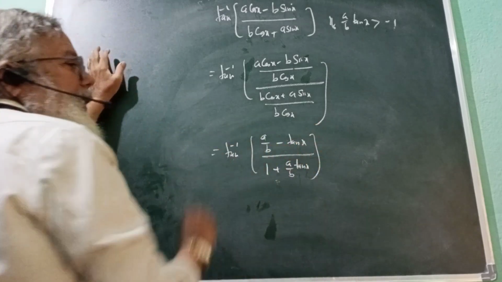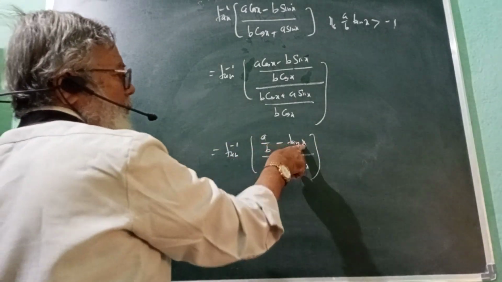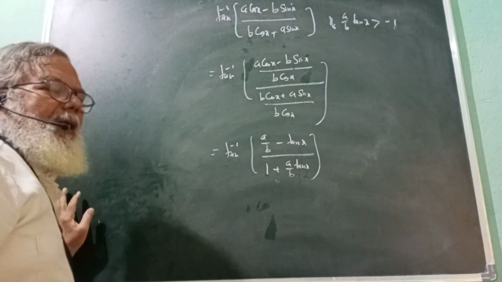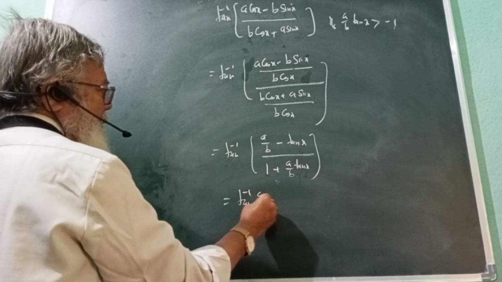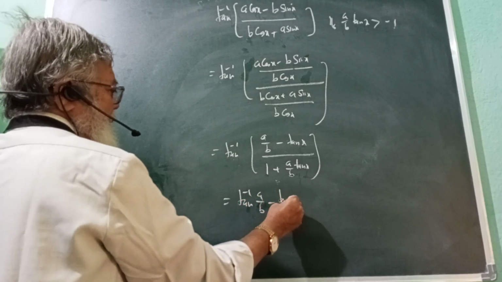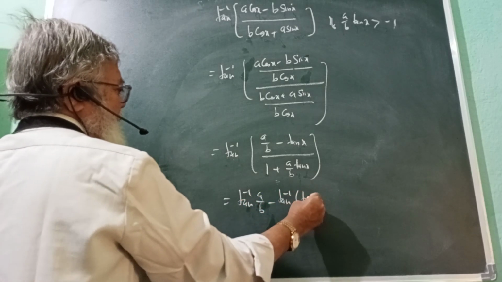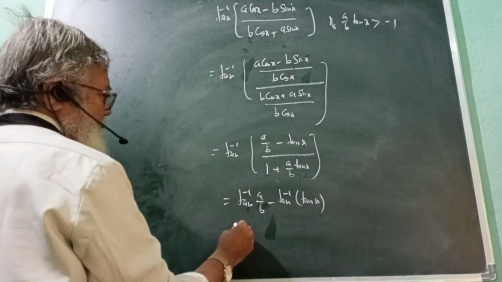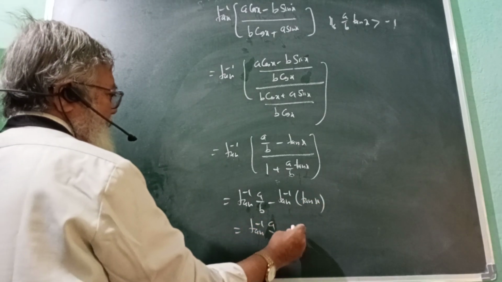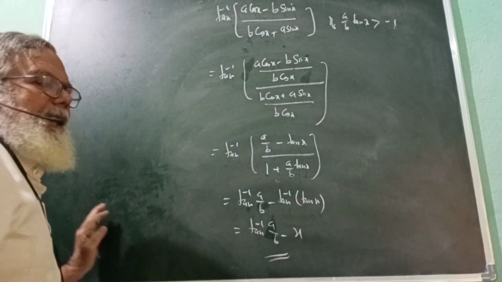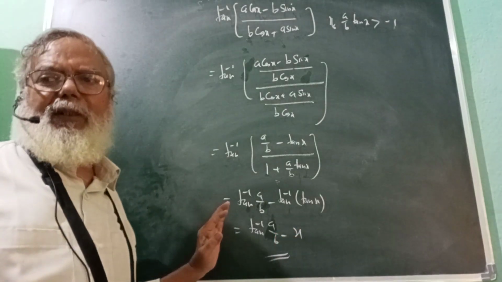See carefully what it is. Tan inverse of x minus y by 1 plus xy is nothing but tan inverse x minus tan inverse y. Now this is nothing but tan inverse a by b minus x. That is the simplification of this given problem.